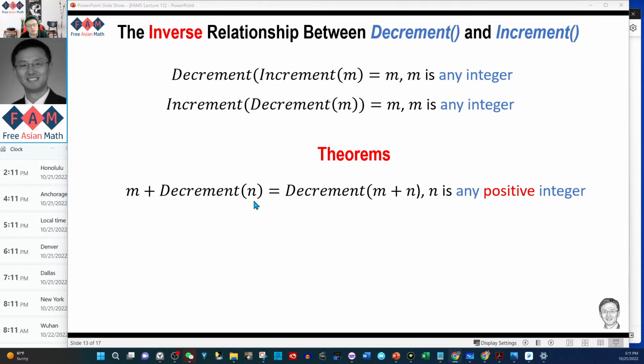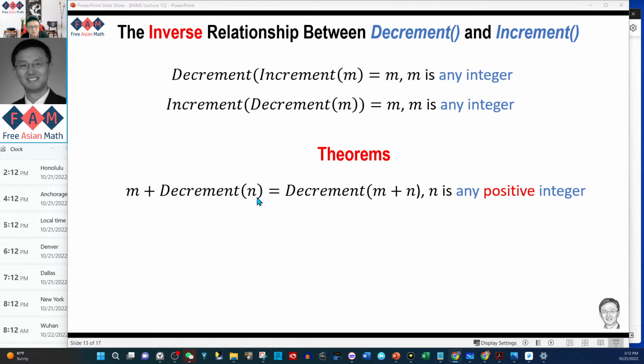You can do decrement there, or you can postpone the decrement operation. You first perform just m plus n, which of course is also well defined. Then take the decrement on the sum. This theorem says that it doesn't matter whether you first do decrement on the second number being added, or you do decrement on the total. The two will give you exactly the same thing.